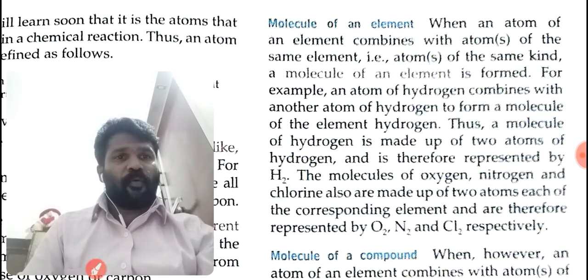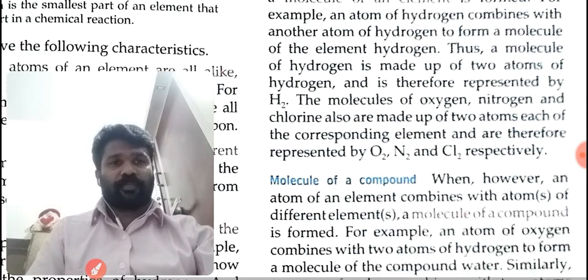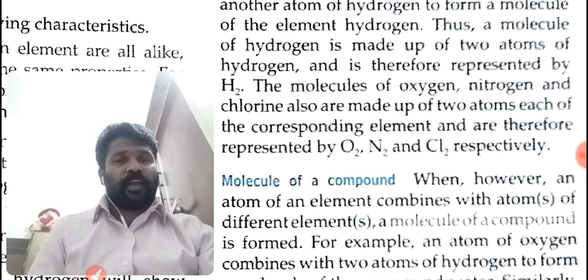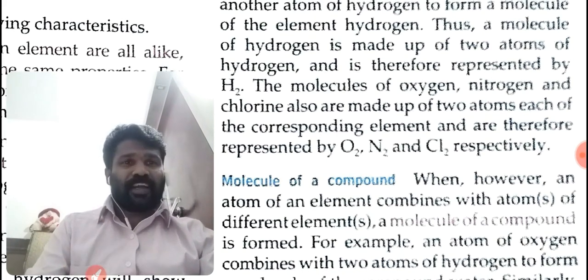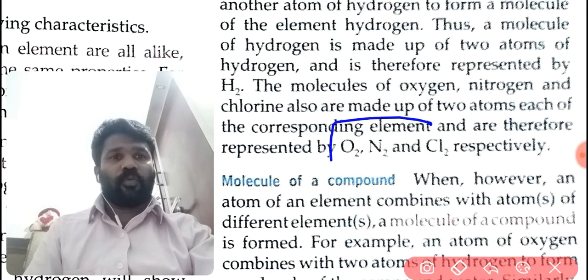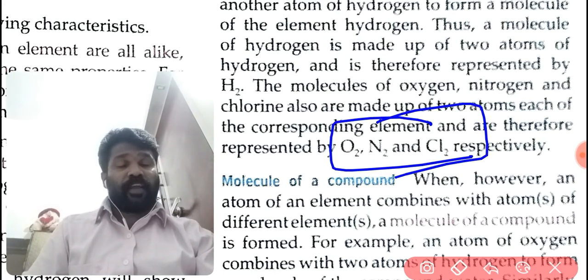The molecules of oxygen, nitrogen and chlorine can also be written like this. They are also made up of two atoms of the corresponding element and are therefore represented by O2, N2, Cl2 respectively. As with hydrogen, we can write the formulas of oxygen, nitrogen and chlorine as O2, N2, Cl2.